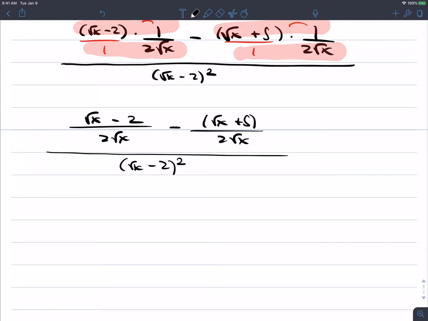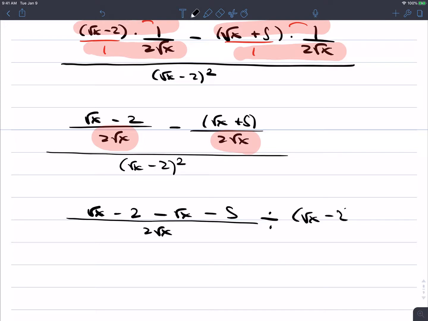Now, let's look at some details here. We're going to subtract two rationals, and the good news is they have the same denominators. So what that means for you here will be the square root of x minus 2 minus the square root of x minus 5. Everything over 2 times the square root of x divided by the square root of x minus 2 squared. Don't forget, we're doing what we did before. We're dividing here by a whole number, which is what you see here, dividing by that whole number.